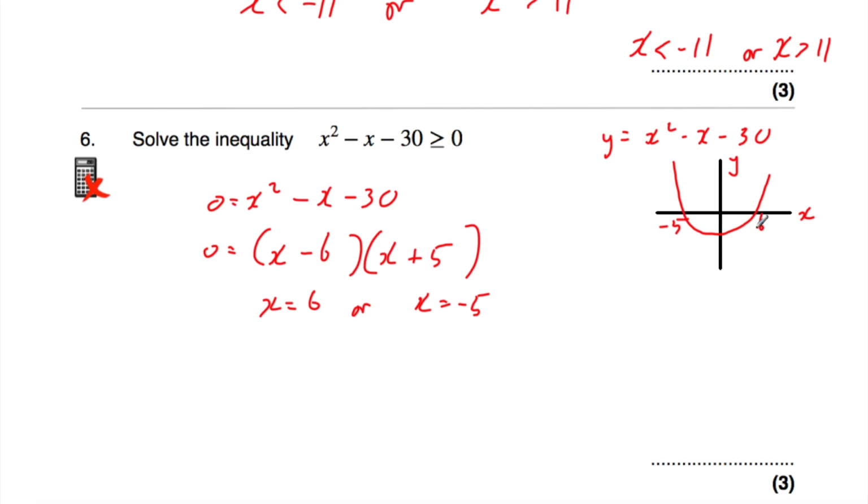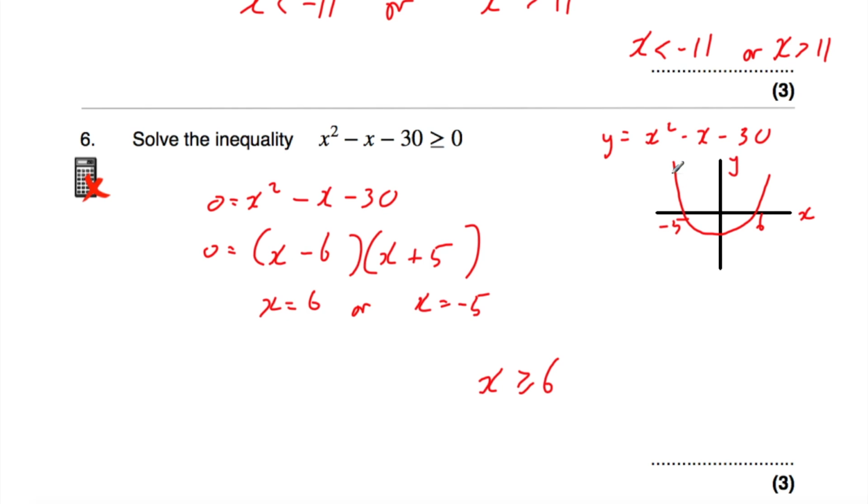5 and 6. Now we want to find this time where this quadratic graph is bigger than or equal to 0. In other words, which values of x, when you substitute them into this quadratic, you get either a 0 or a positive. So if we have a look here, we can see it's above the x-axis for any value of x that's bigger than 6, but it's also on the x-axis, equal to 0, whenever x is equal to 6. So it means that x can be bigger than or equal to 6, because any value of x that is either bigger than or equal to 6 would give us either a positive or 0.